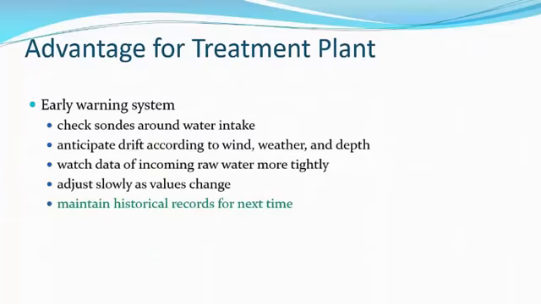The advantages for a treatment plant, I think I've already outlined these, but to go over them again: your early warning system, your sondes. You check your sondes around your water intake at your low service, wherever you have them. You can use them, if you have a weather station on them, to look at drift based on wind and weather, depending on the depth. So like Toledo, the buoy sonde is in about 2 feet of water, the crib sonde is in about 10 feet of water. It gives you a very different look at what's going on out in the lake, even though they're only 1,000 feet apart. You can watch your incoming raw water more closely, and you can adjust as values change. The other thing that you can do, as I said before, is you can download things and maintain them for records.